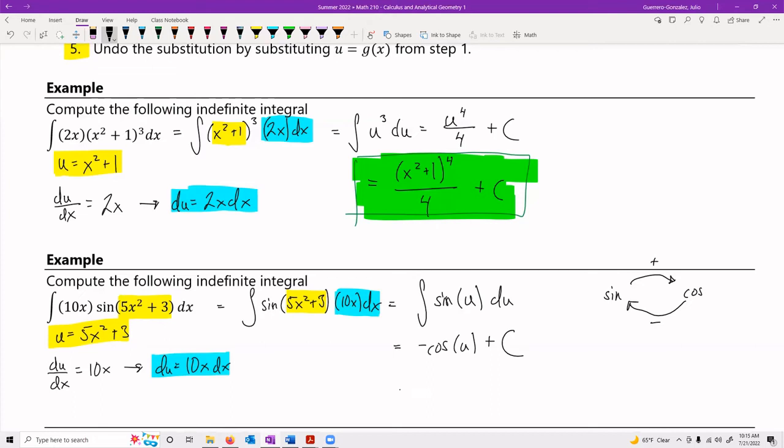I undo my substitution now. Negative cosine of, well, let me make it look nice, (5x squared plus 3) plus c. And we are done.